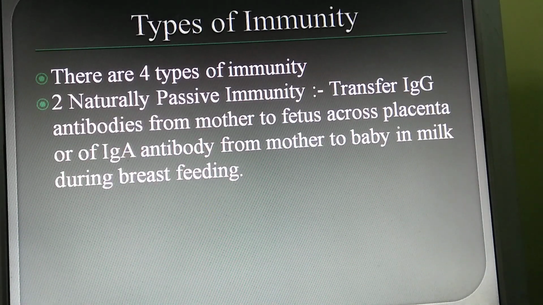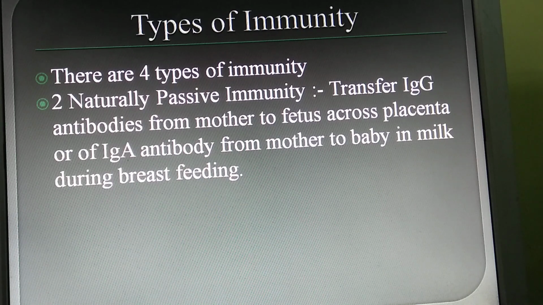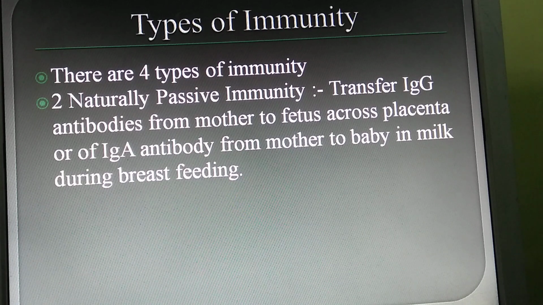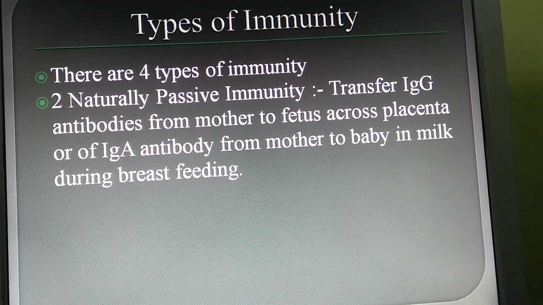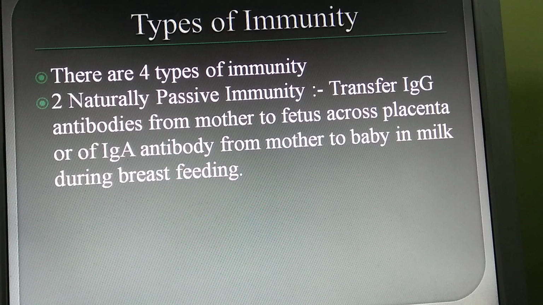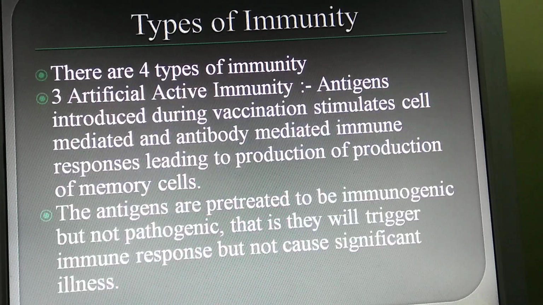Now naturally passive immunity: transfer of IgG antibodies from mother to the fetus across the placenta, or IgA antibodies from mother to the baby in milk during breastfeeding. Here passive means the baby has nothing to do. He is getting ready-made IgG antibodies from the mother through the placenta and IgA antibodies during breastfeeding. This is a passive process, but it is natural. That's why it is called naturally passive immunity.